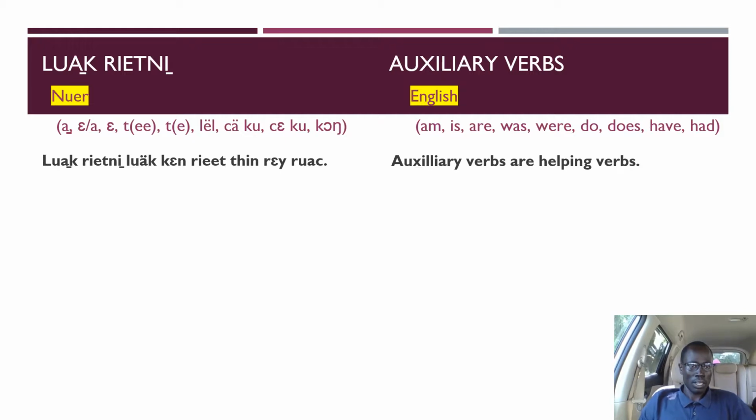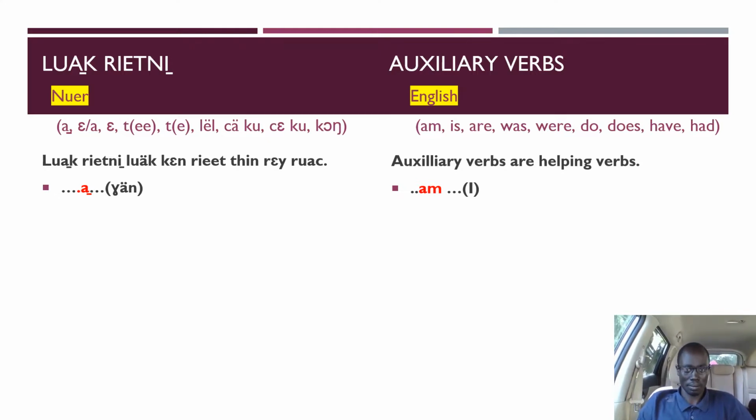So am is only used with I in English. You cannot say we am. You cannot say that. You can only say I am or am I. So you only use that.